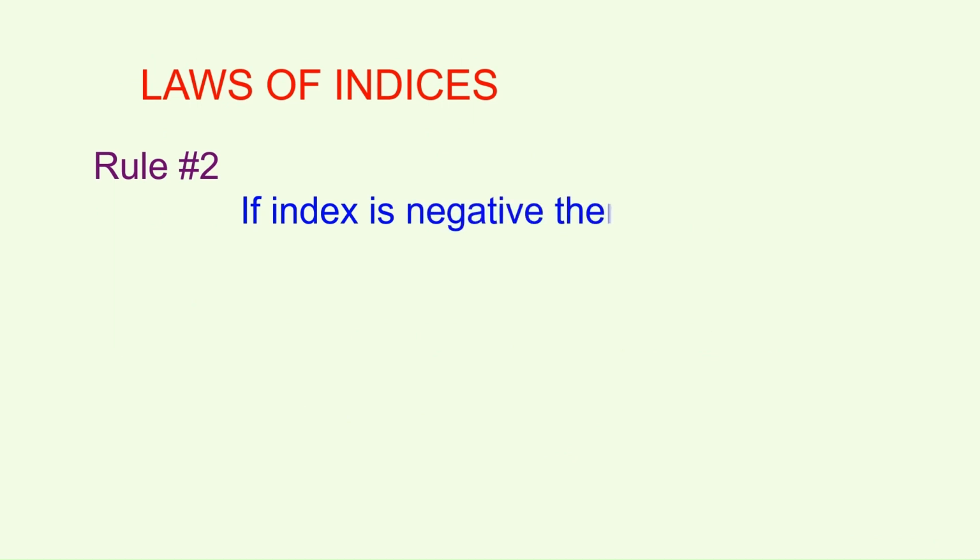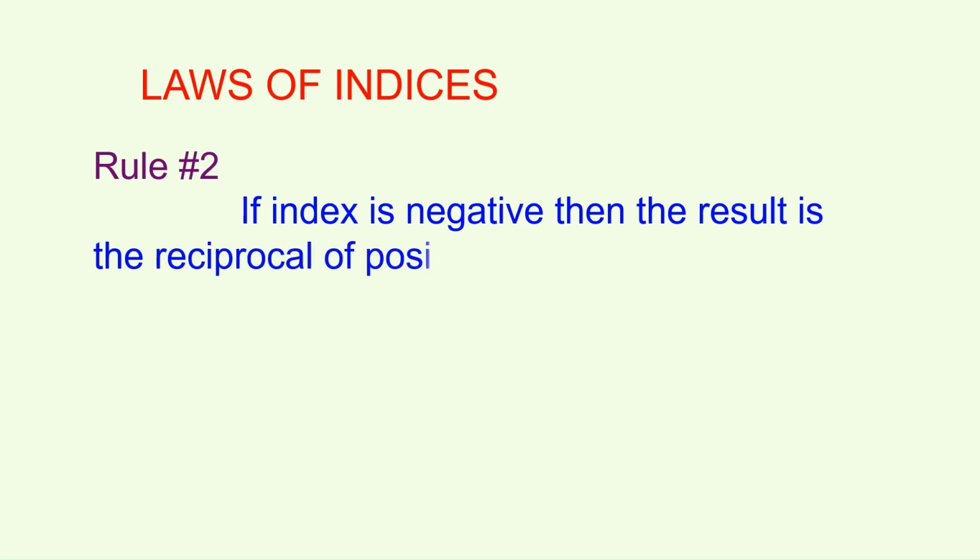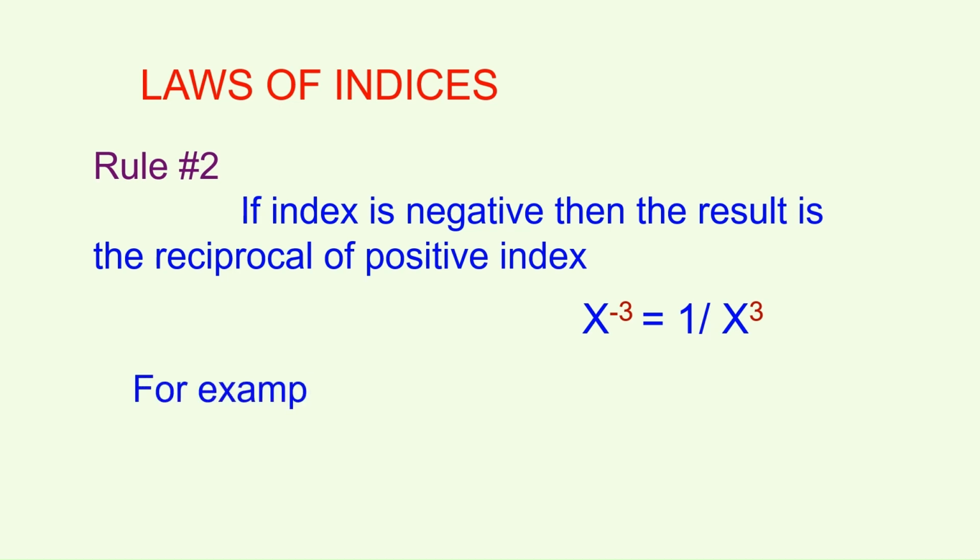Rule number 2. If the index is negative, then the result is the reciprocal of the positive index. x to the power of minus 3 equals 1 divided by x to the power of 3. Other example. 7 to the power of minus 2 equals 1 divided by 7 to the power of 2. z to the power of minus 5 is equal to 1 divided by z to the power of 5.